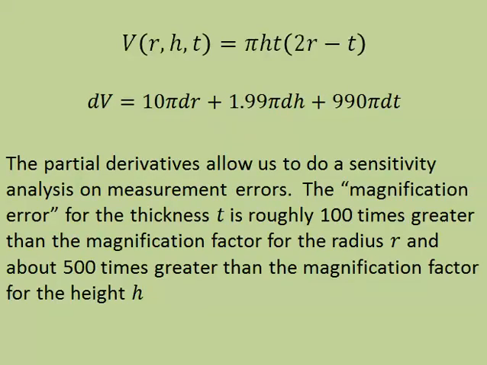Another thing that's interesting is the partial derivatives allow us to do a sensitivity analysis on measurement errors. If you look at dV, for the thickness t, the magnification factor is 990 pi, and it is roughly 100 times greater than the magnification factor for the radius r, which is 10 pi, and about 500 times greater than the magnification factor for the height h.